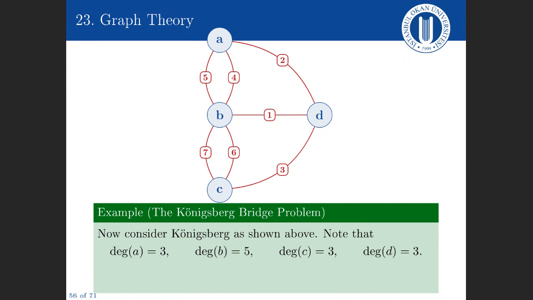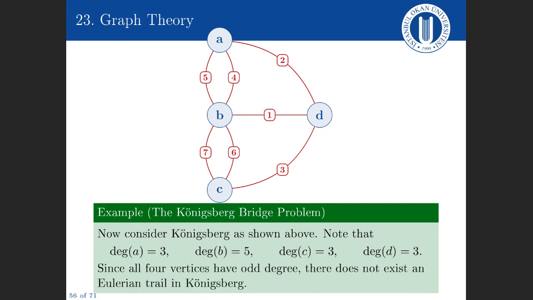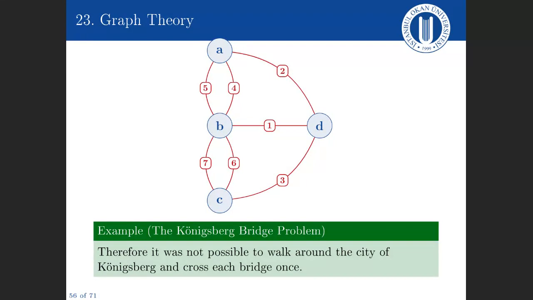So far, three votes for yes, two votes for no, and seven people who have not voted yet. The answer is no. The theorem says that there only exists an Eulerian trail if the number of vertices which have an odd degree is either zero or two. But here we have four vertices of odd degree, so therefore there does not exist an Eulerian trail in Königsberg. This means it was not possible to walk around the city and cross each bridge once and only once. This was a problem which existed for many, many years and was first solved by Euler.